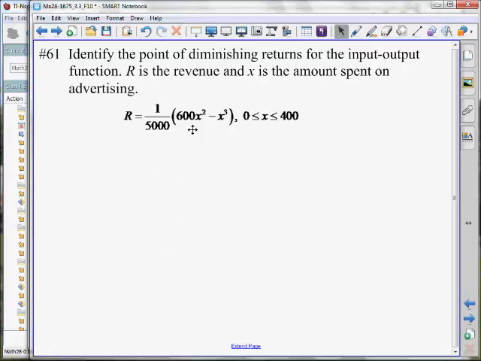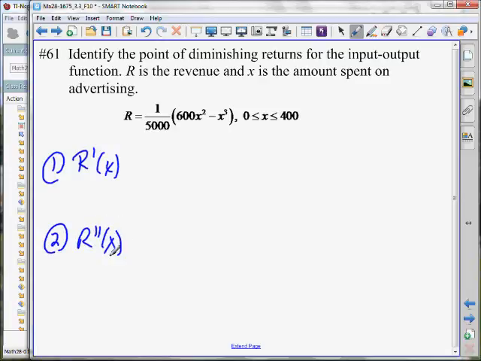Identify the point of diminishing returns. What do we have to do? Let's plan it out here. I want to find that the point of diminishing returns is found using what? Not the extrema, the second derivative. So in order to get to the second, we have to do the first first. So we'll have to take the first derivative, and then we have to take the second derivative.